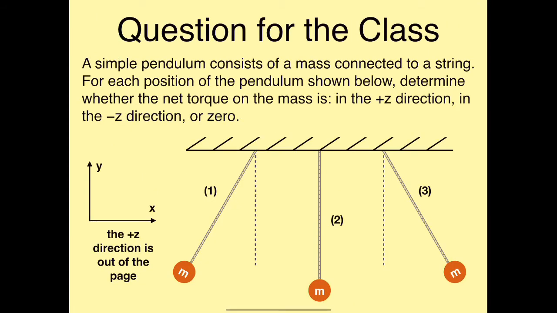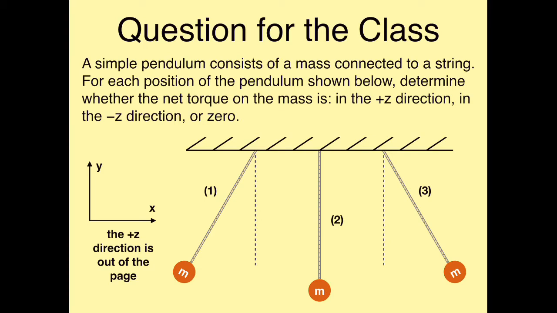Okay, so let's get a little bit of practice with these ideas by doing an example problem. So we have a simple pendulum that consists of a mass connected to a string. So here's the mass. That's the string it's connected to, attached to the ceiling here. For each position of the pendulum shown below, determine whether the net torque on the mass is in the plus z direction, the minus z direction, or 0.